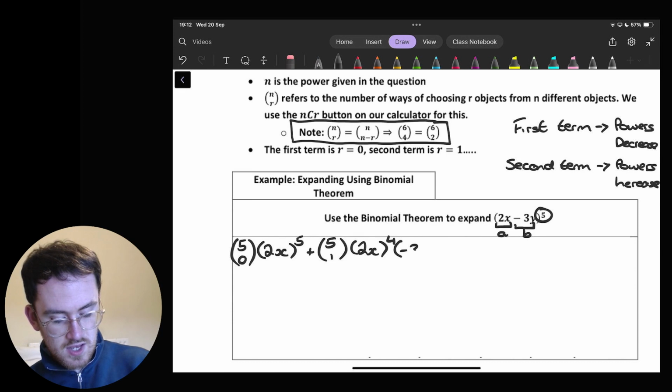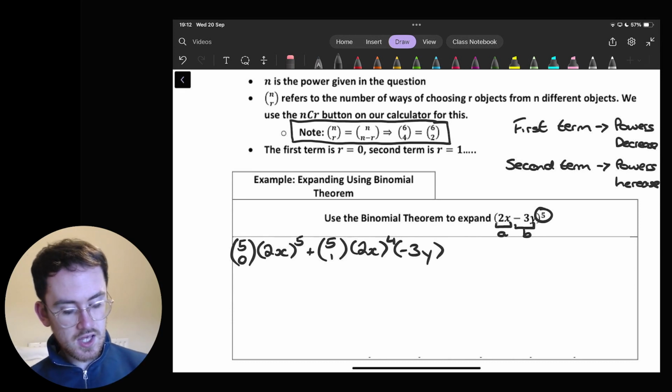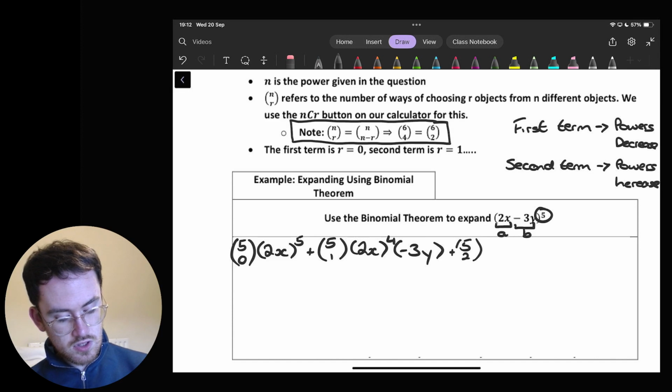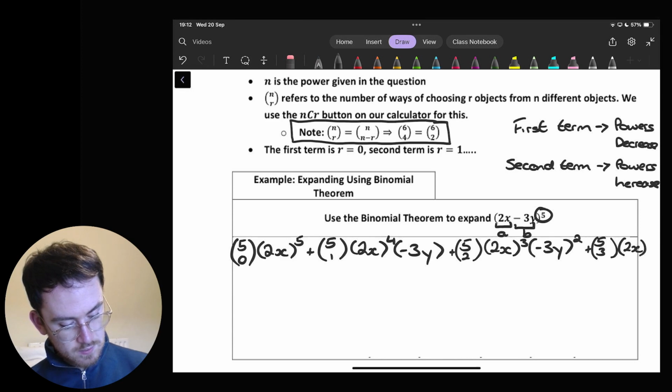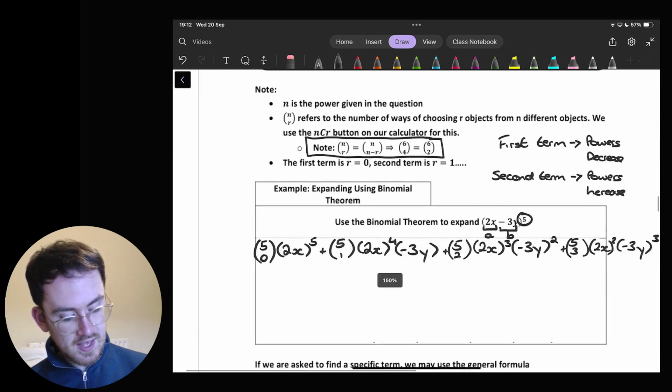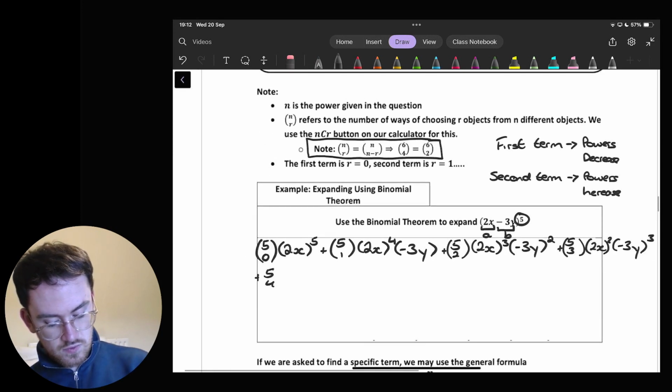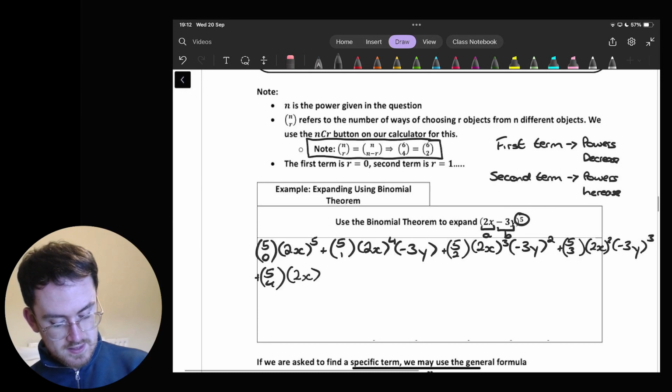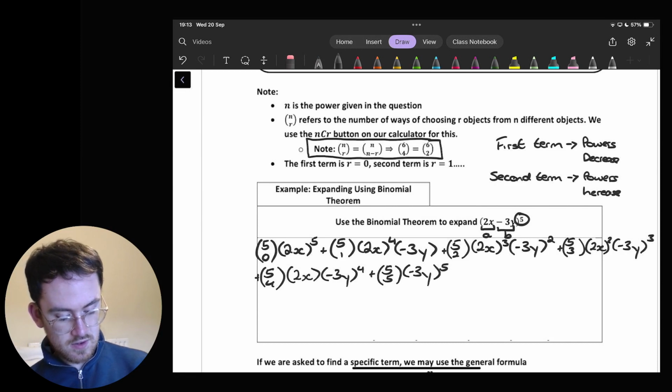So what that means for us here is we just get minus 3y. Going next, if we do 5 choose 2, we get 2x to the power of 3, and minus 3y squared. We'll keep going, 5 choose 3. We get 2x to the power of 2, and minus 3y to the power of 3. Again, 5 choose 4, we have 2x times minus 3y to the power of 4, and then finally 5 choose 5, the 2x will be gone altogether, and I get minus 3y to the power of 5.